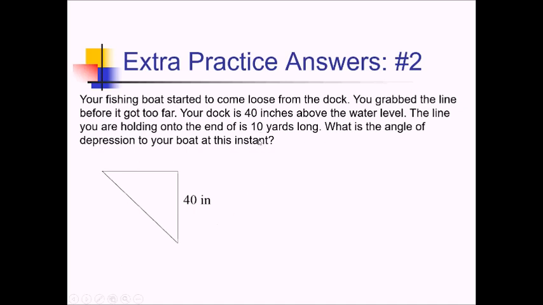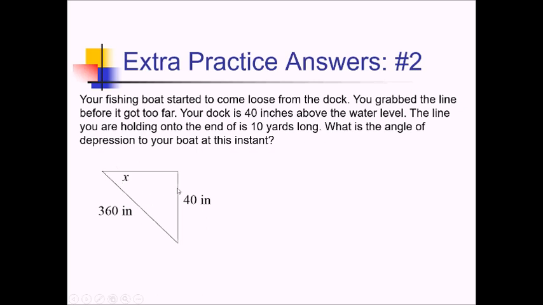Well, first we have to convert to feet. So there's, let's see here, 3 feet in a yard, so that's 30 feet. And there's 12 inches in a foot. So 30 feet times 12 inches, that's going to be 360 inches. And now we wanted to find the angle of depression. That's this angle in the triangle between the horizontal and the hypotenuse. So I'll put an X there. So that is the setup for this one.